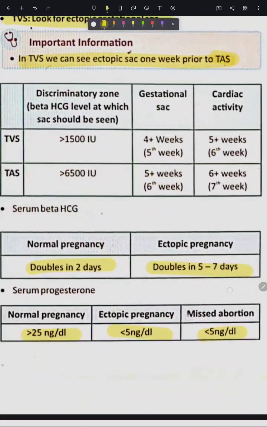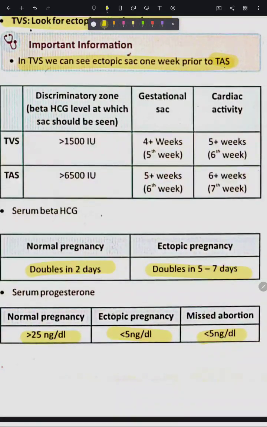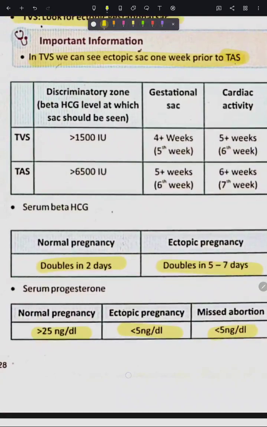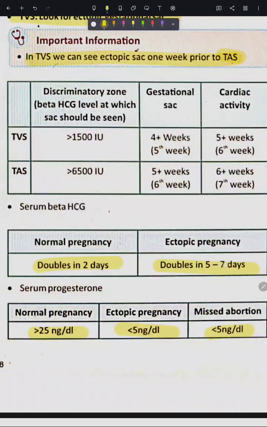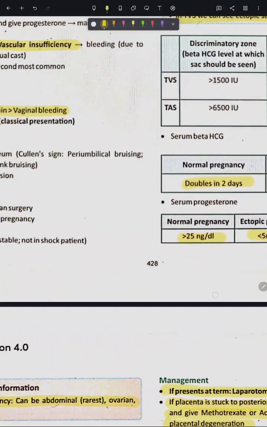Serum beta HCG: in normal pregnancy it doubles in 2 days. In ectopic pregnancy it doubles in 5 to 7 days. Serum progesterone: in normal pregnancy, more than 25 nanogram per deciliter. In ectopic pregnancy, less than 5 nanogram per deciliter. Missed abortion, less than 5 nanogram per deciliter.